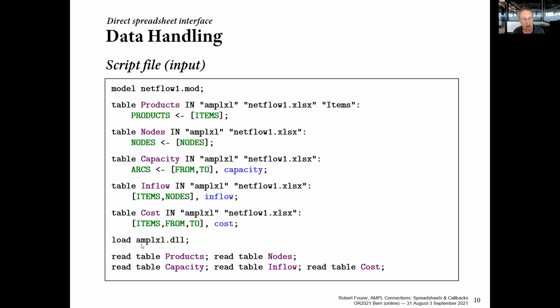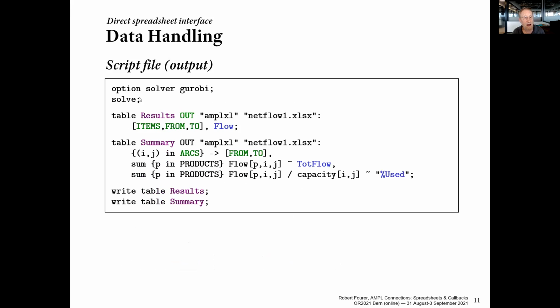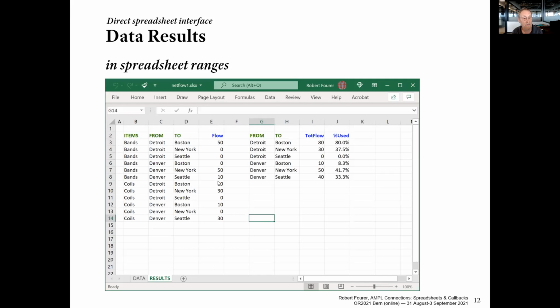Once I've set this up, I can just read all the tables, and then I can do a solve. Then I can use more table statements to write output. You see here, I just write the flows, which are the optimal flows in the network. And here I have a more complicated table statement that for each arc writes 2 computed values, the total flow and the percent of capacity used. When I write these out, I get something like this in my spreadsheet. So you see again, flow of bands from Detroit to Seattle. Here's a 3-dimensional table. Here's a 2-dimensional table.